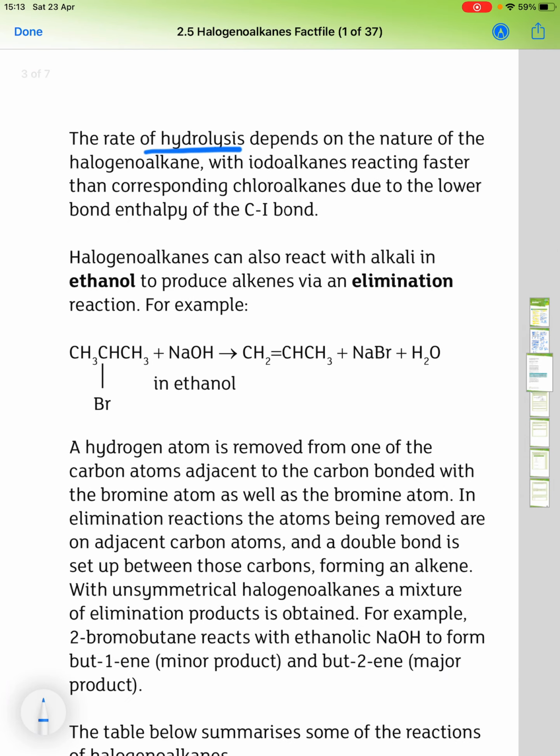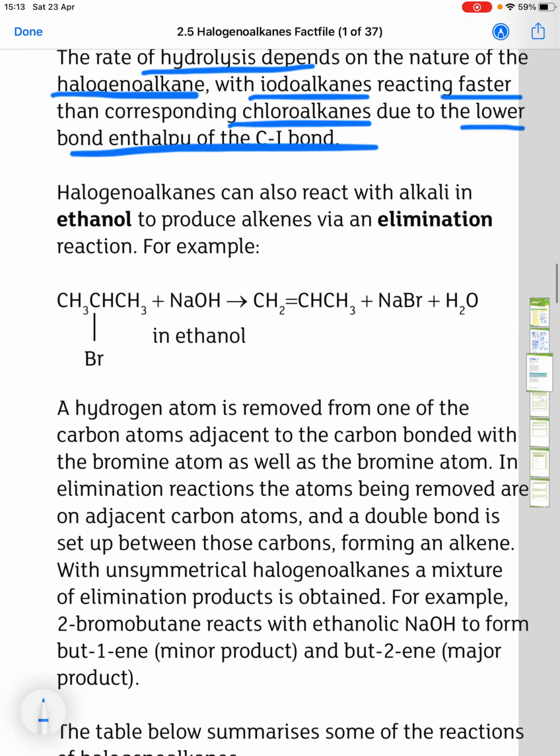So the rate of hydrolysis depends on the nature of the halogenoalkane, with iodoalkanes reacting faster than corresponding chloroalkanes due to the lower bond enthalpy of the carbon-iodine bond. And halogenoalkanes can also react with alkali in ethanol to produce alkenes via an elimination reaction.